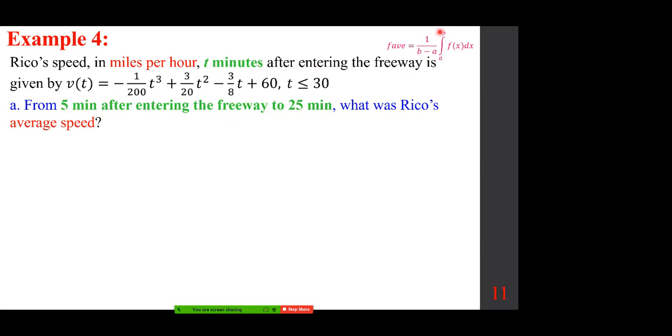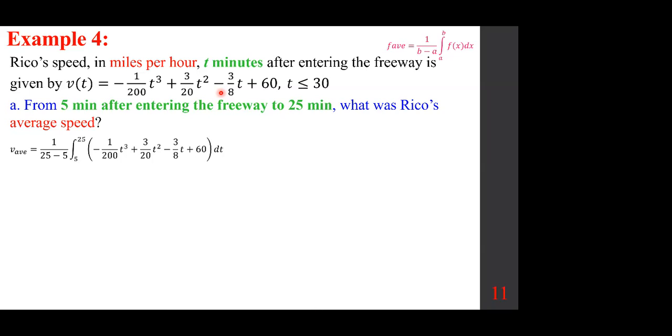The integral from A to B, 5 to 25, of V of t dt. Now, please understand, conceptually, this is extremely simple, but it is tedious. It does take some time to calculate this. So for a question like this, the calculus part is extremely easy.